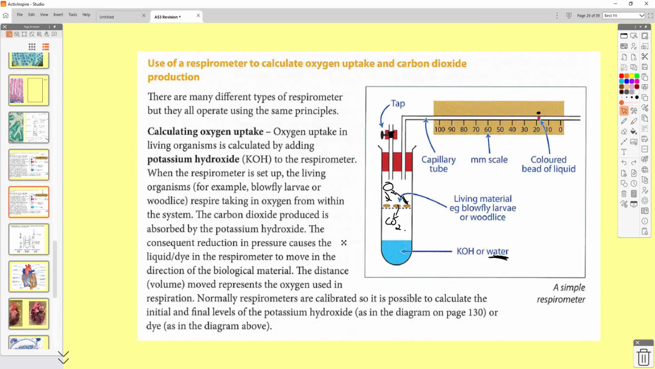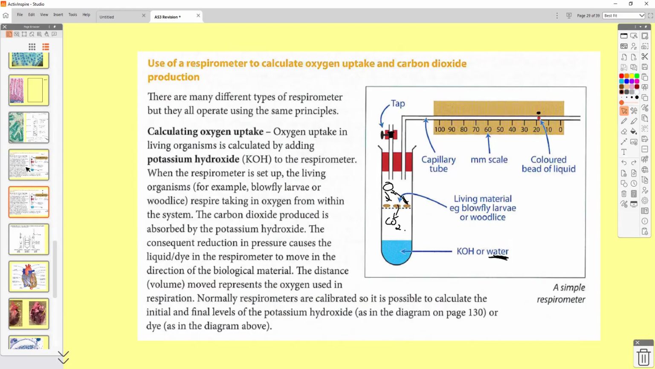Okay, if they're asking for the carbon dioxide uptake, again, you would set it up exactly the same, but you would use water in this case, in which case the water doesn't absorb the carbon dioxide. So again, you would use your respiring tissue, same amount of time. The carbon dioxide is not absorbed, so it stays within that system. If this bubble stays where it is, then you have the same amount of carbon dioxide produced as you had oxygen used.